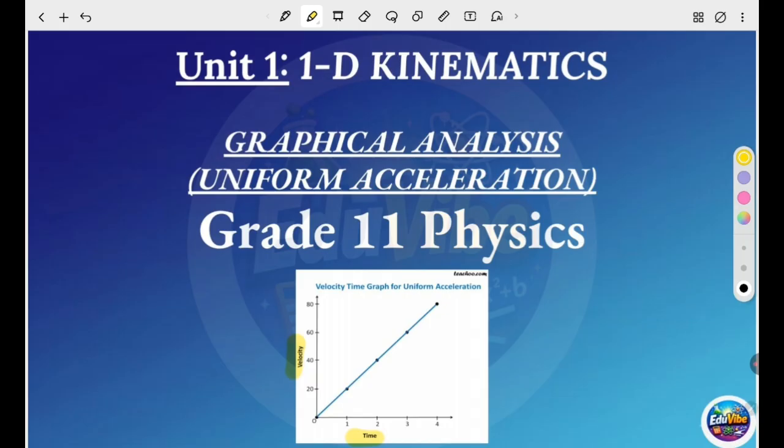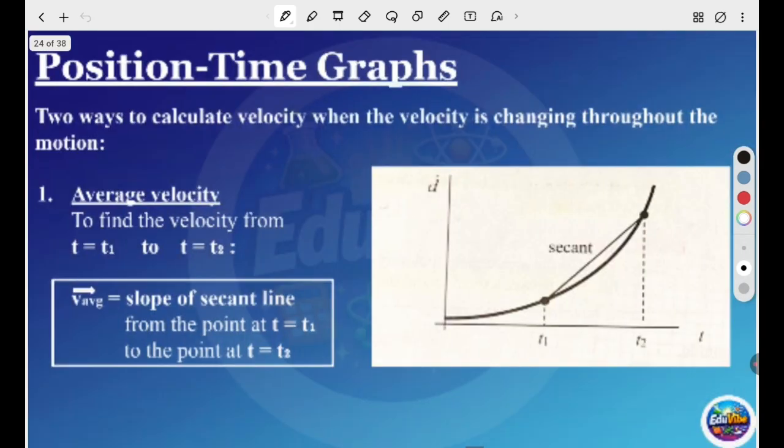In the velocity time graph, most of the time we have that type of graph, which is a uniform acceleration. Uniform means straight line motion. So today we'll focus more on the graphical analysis with uniform acceleration. So we will start with the position time graph.